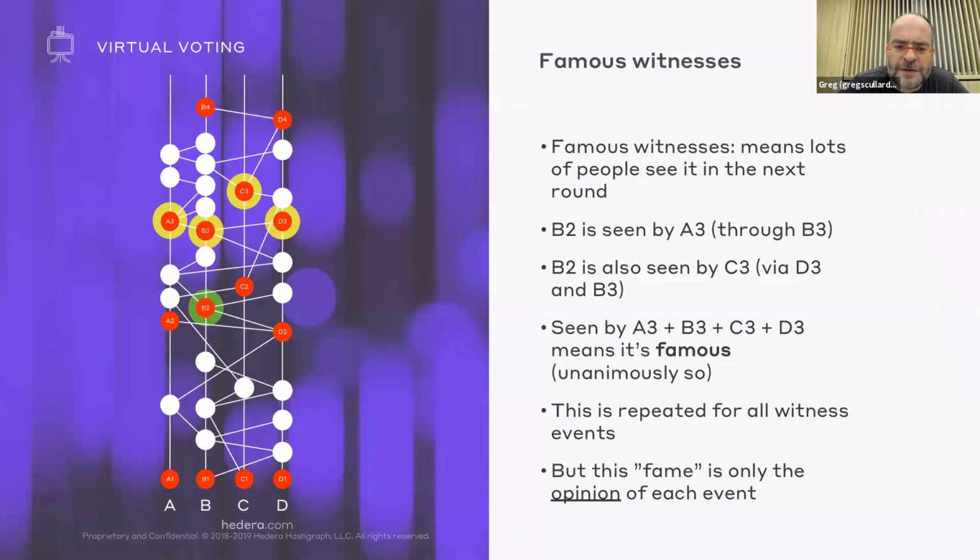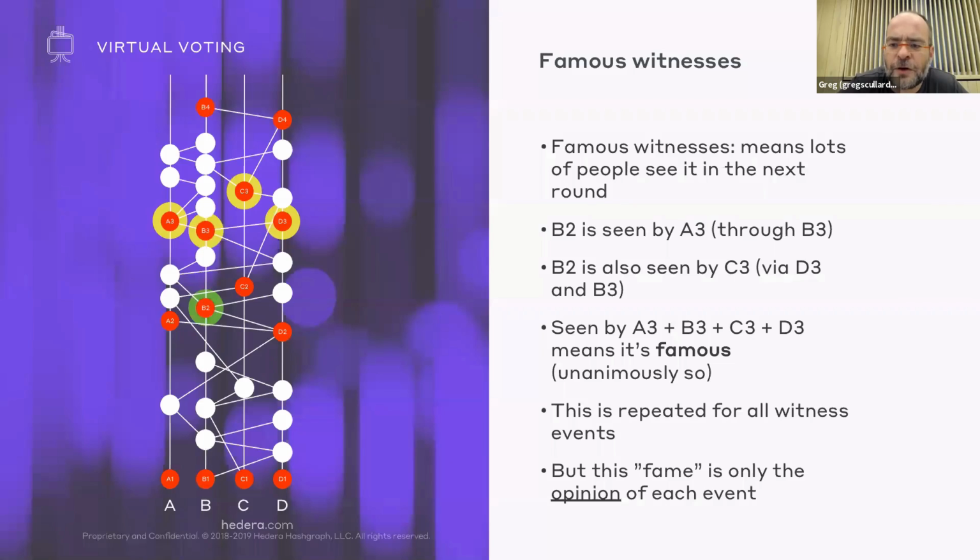What are famous witnesses? If we look at B2, highlighted in green, we will be doing this for every single witness. We don't have time to go through every single witness, but the algorithm does. If B2 is seen by lots of people in round 3, it's considered famous. Round 3 is the yellow, the events circled in yellow. So if the green one can be seen by lots of people in yellow, then that particular event is deemed famous.